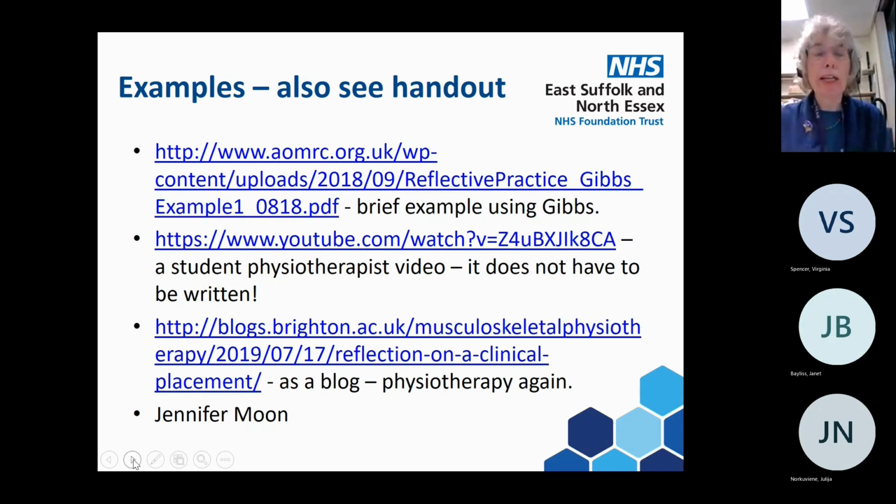Anyway, so now we do have some examples here, and these are also on the handout. If that one didn't work for you, these are some really quite nice examples. The first one comes from the Association of Medical Royal Colleges, and it is aimed at doctors, but it's a nice short little written one, and it is a reflective practice example. It's nice and brief, and it uses Gibbs.